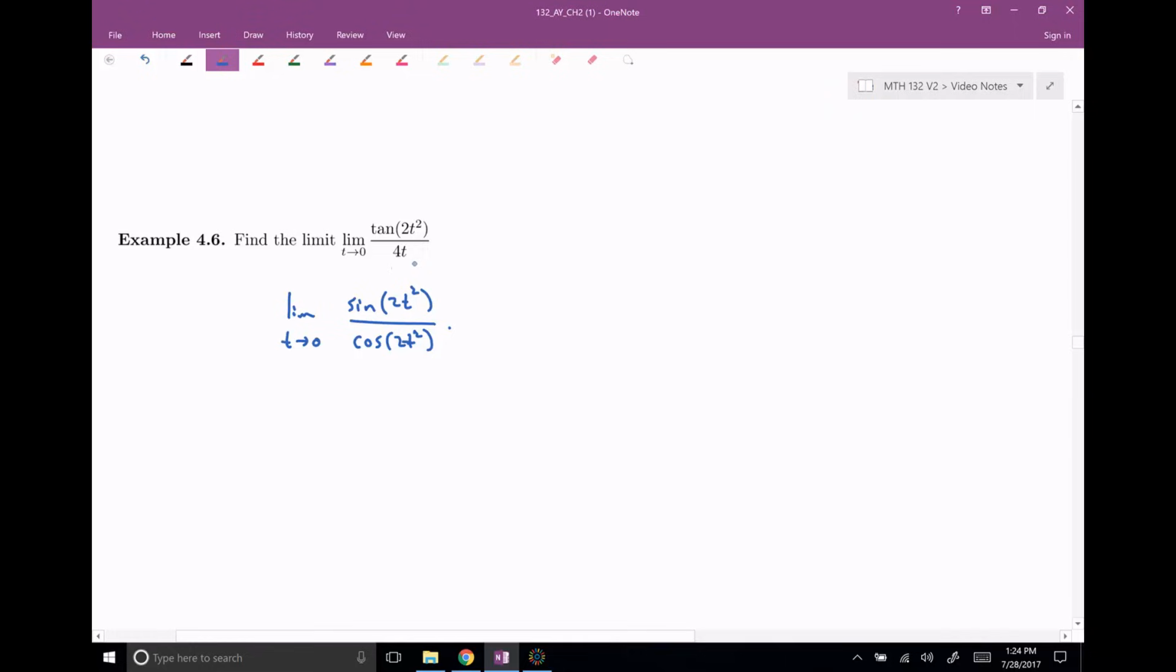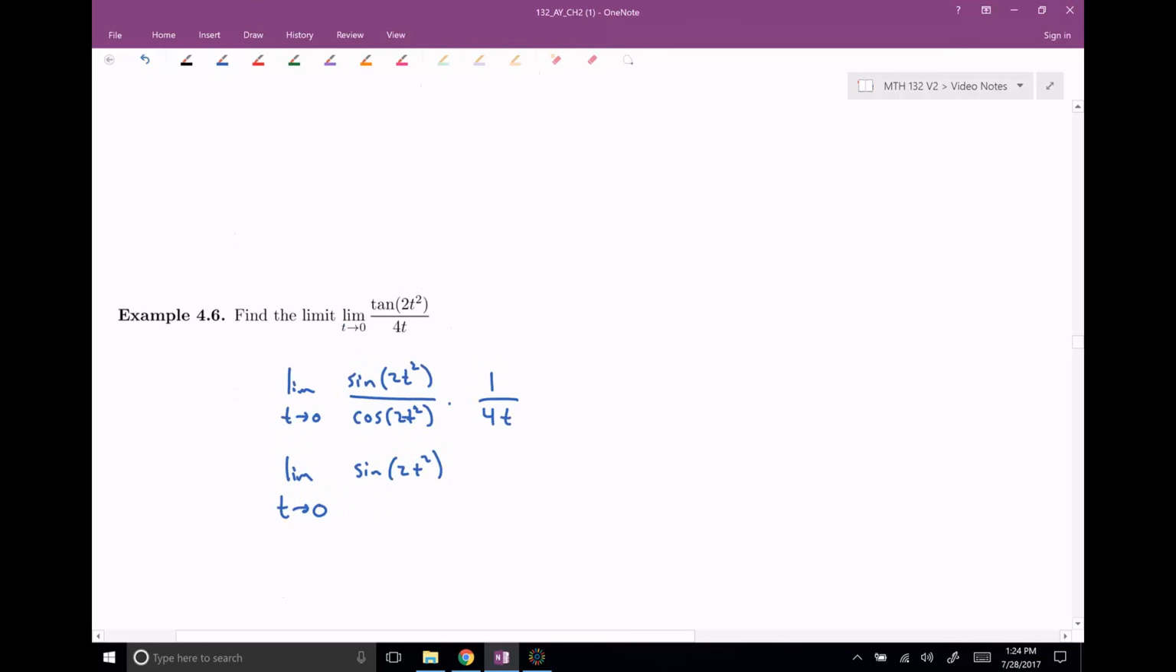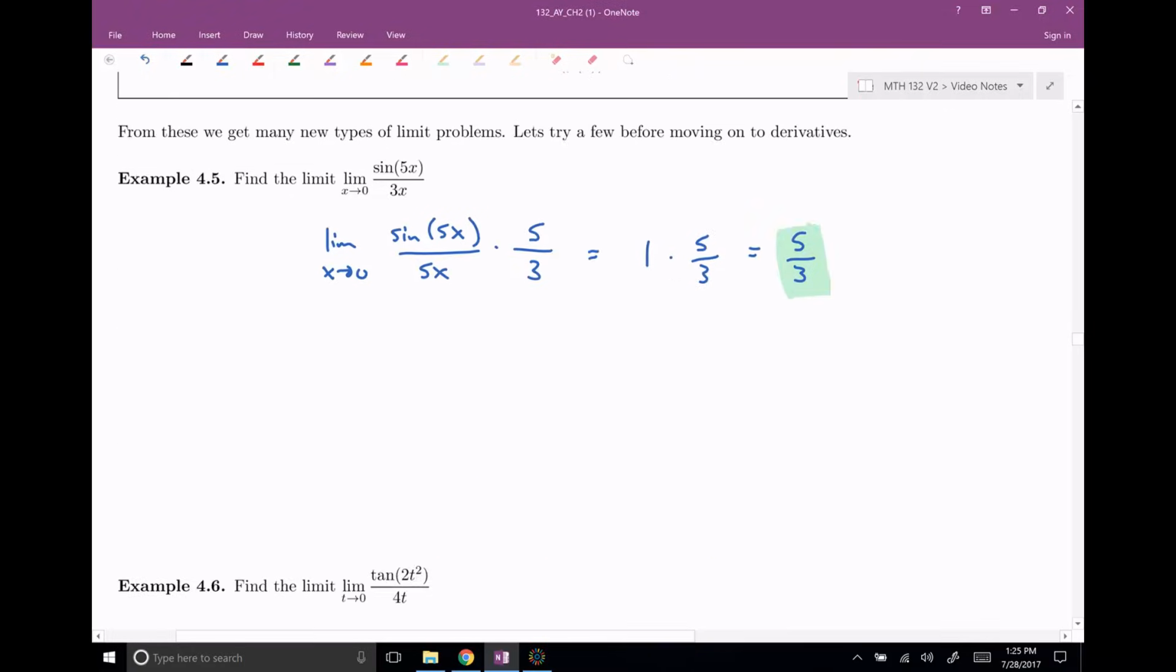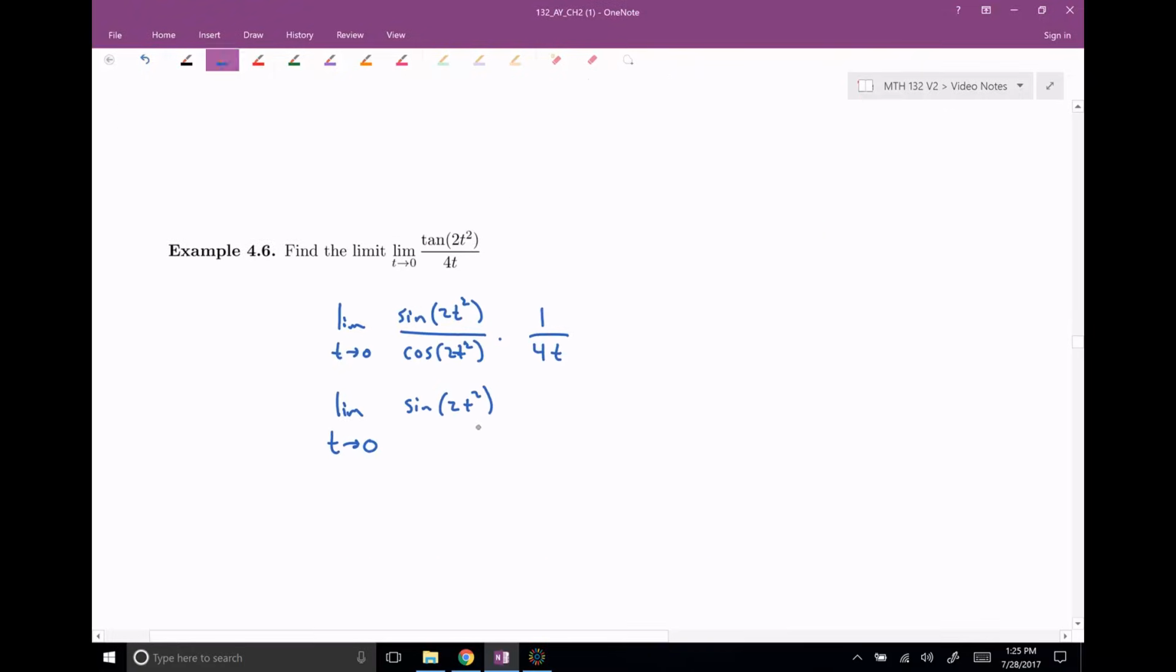And then let me go ahead and move this 4t off to the side here. So I'm going to go ahead and write this 1 over 4t. This is essentially, instead of dividing by 4t, I'm multiplying by its reciprocal, 1 over 4t. Okay, so now let me go ahead and rearrange things a little bit. The limit as t goes to 0. All right, so I'm going to have sine of 2t squared. And in order to apply this theorem up here, I would like what's inside of the sine to perfectly match in the denominator. So I'm going to go ahead and make this divided by 2t squared.